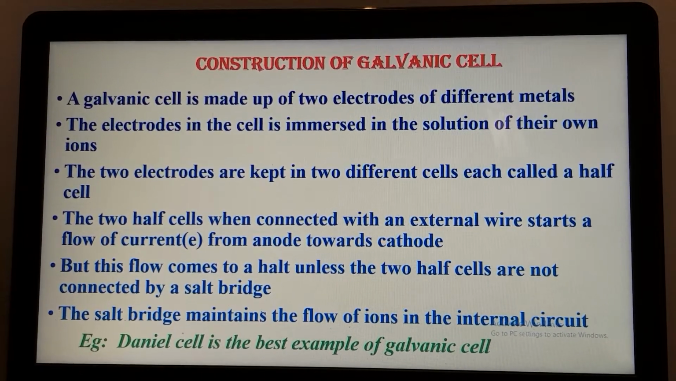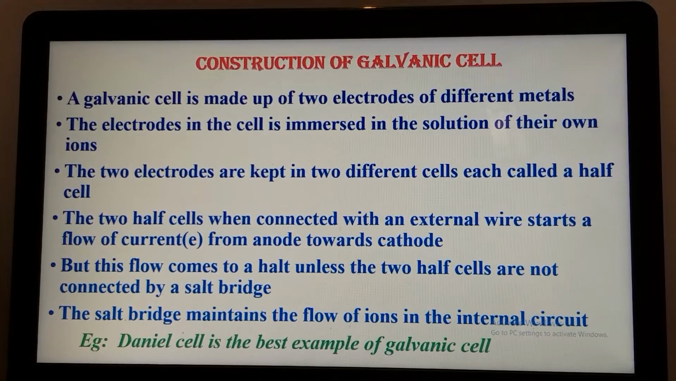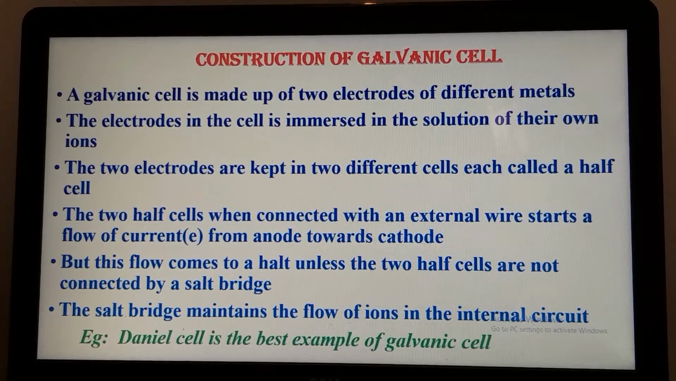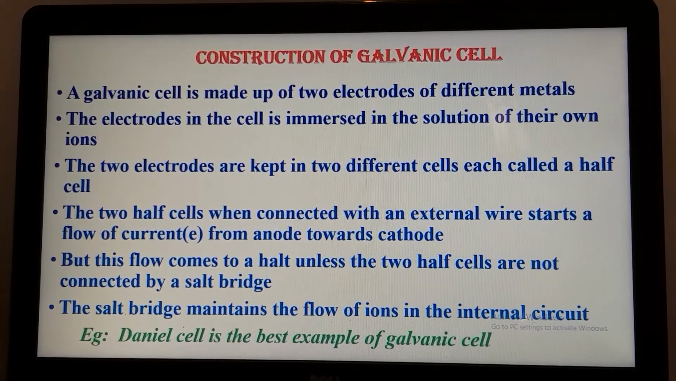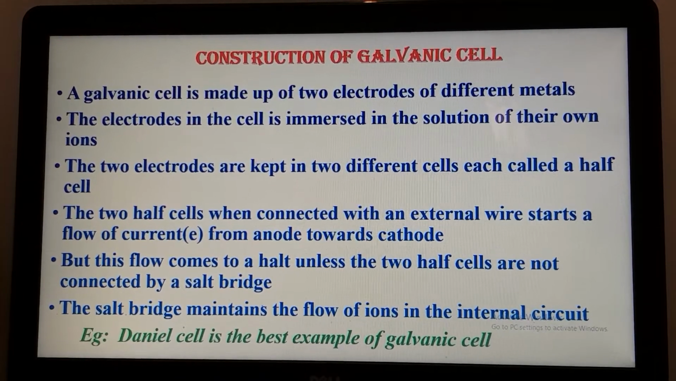When we connect the two electrodes by the external wire, they start producing electrons at the anode, which flow from the anode towards the cathode. But this flow comes to a halt if the salt bridge is not introduced.